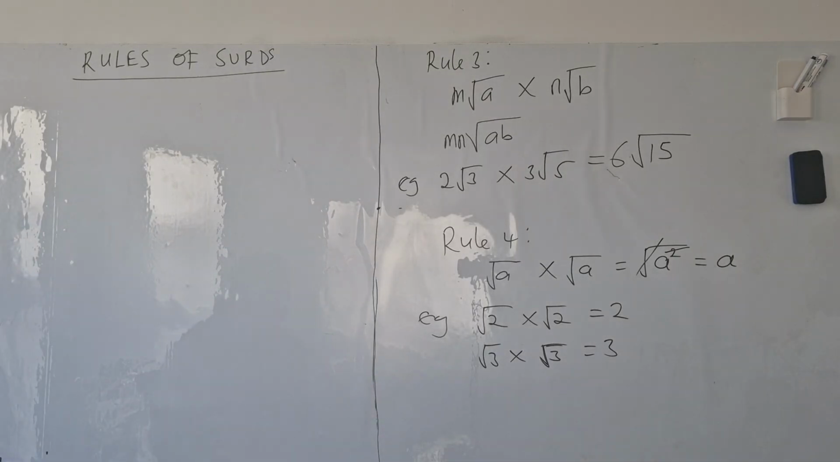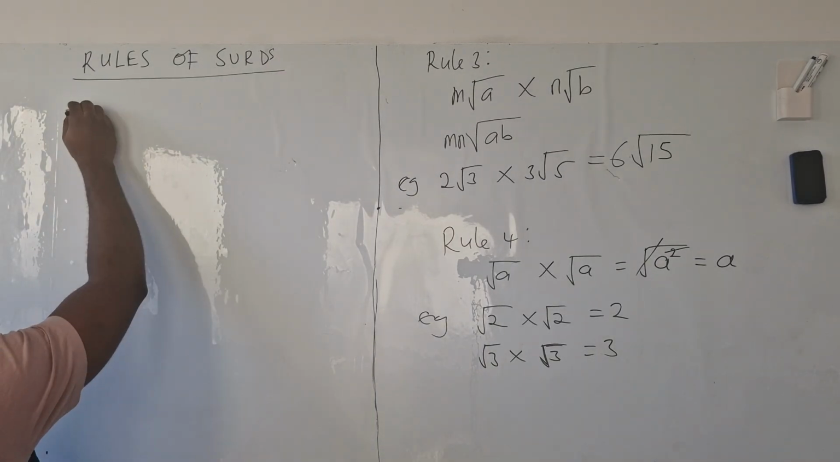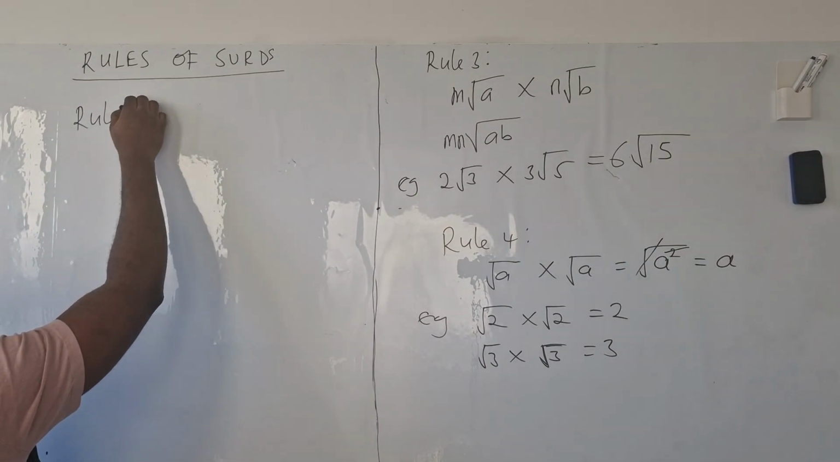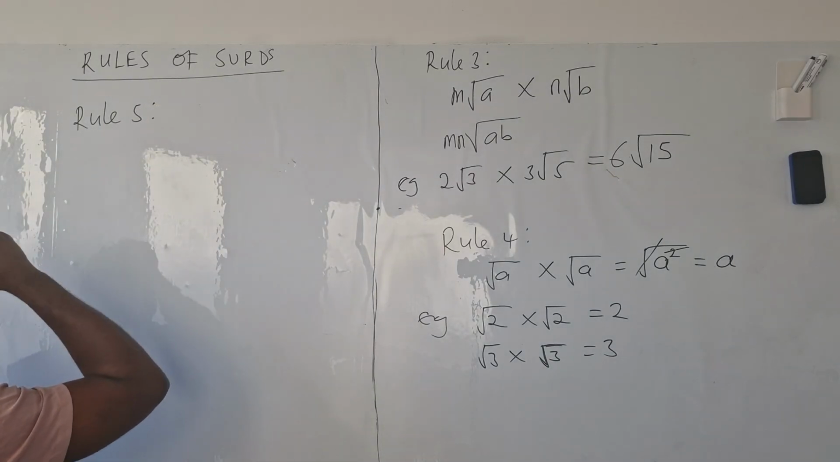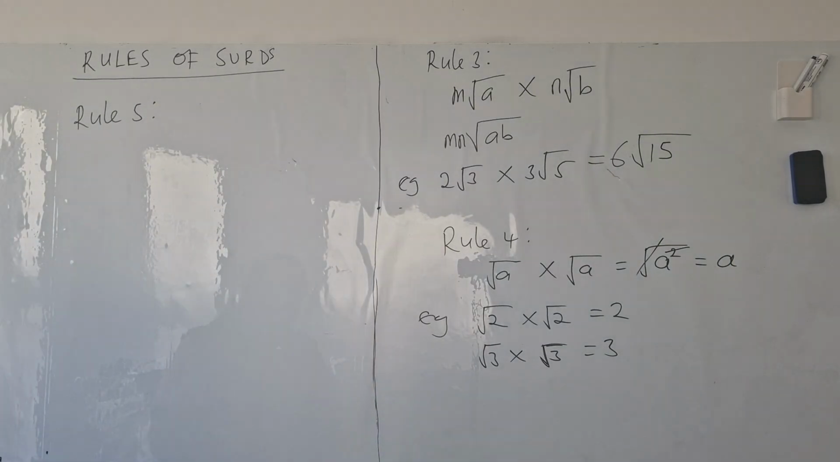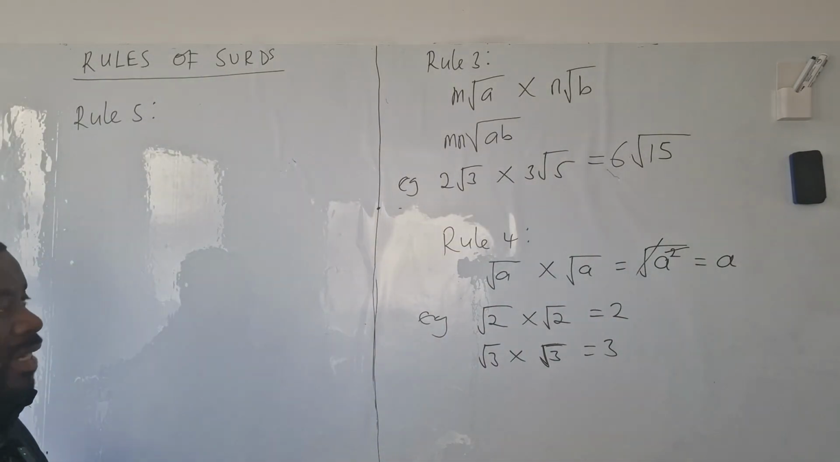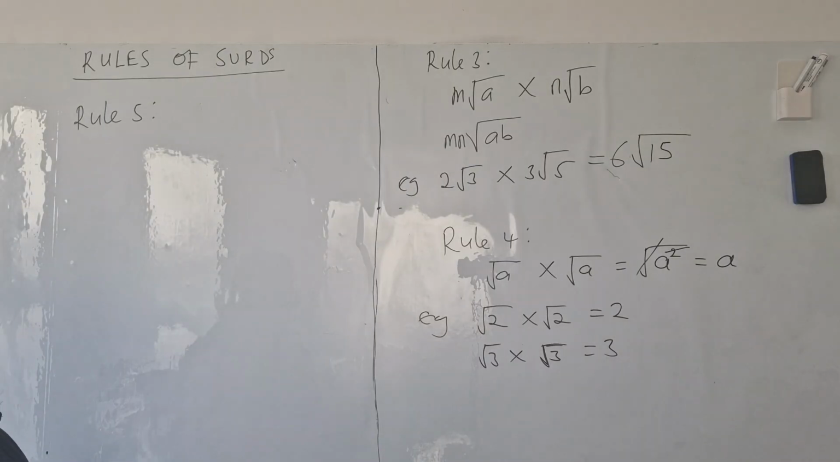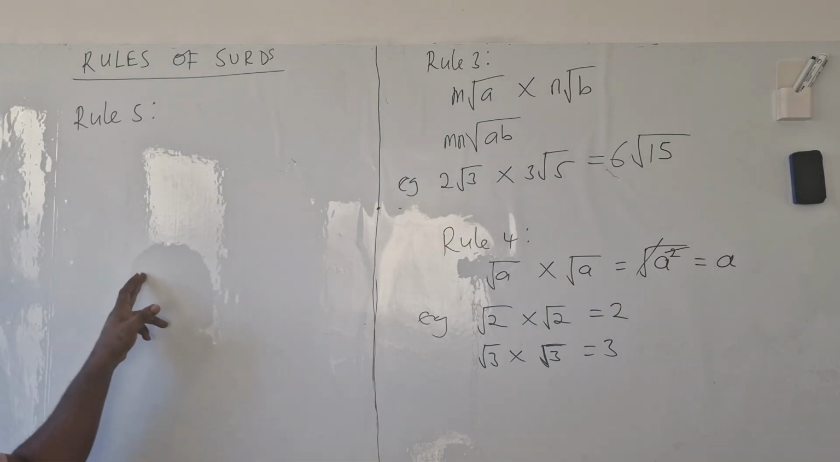Now let's look at rule number 5. So we've done multiplication of a number by a surd. We've done multiplication of unlike surds, and then we are also through with multiplication of what? Of like surds. Now at this point, we are going to look at addition of like surds.